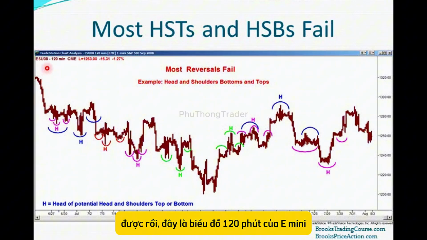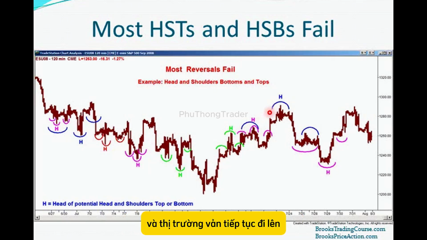Here's a 120-minute chart of the E-mini, and there are head and shoulders bottom patterns all the way down, yet the market continued down. There are head and shoulders tops all the way up, and yet the market continued up. Most head and shoulders patterns are flags, not reversal patterns.